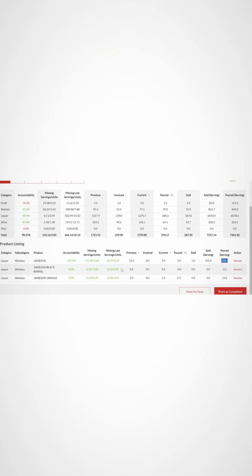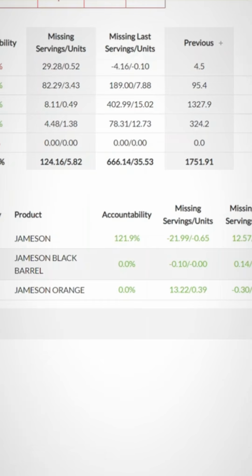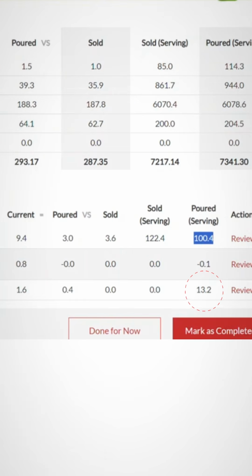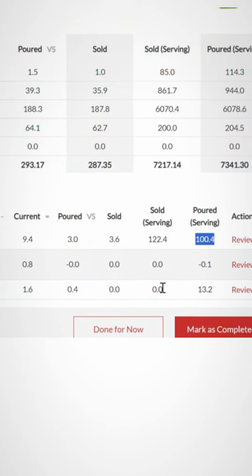But when we dig further and look at the other Jameson products, we notice that 13 servings of Jameson Orange were sold, but none was poured. So either the bartenders are ringing up the orange as Jameson, or perhaps we don't have a button forcing them to do that. But that accounts for at least some of that overage.